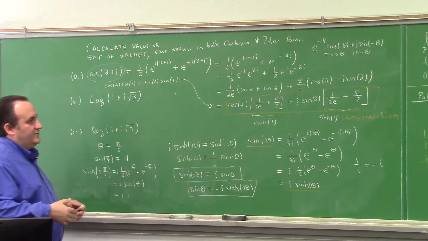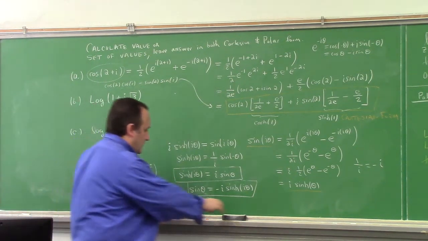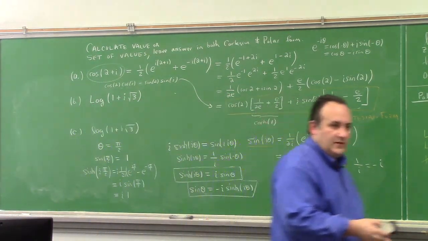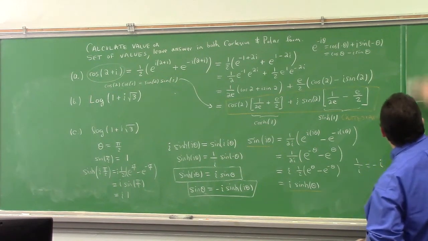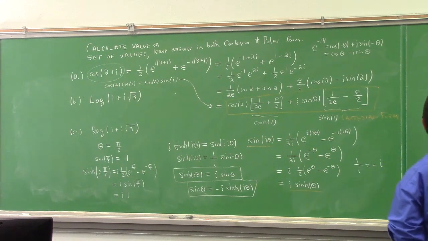Can I erase some of this? I need to erase some of this. Yeah, you can erase it. My question to you is, okay, that's the Cartesian form. What's the polar form for this one? It's kind of awful. What is it? Oh, the polar form?